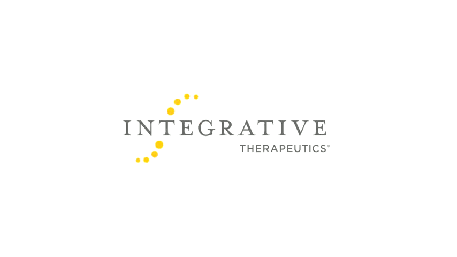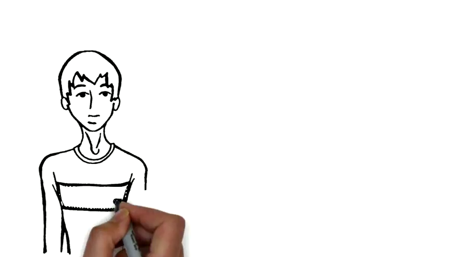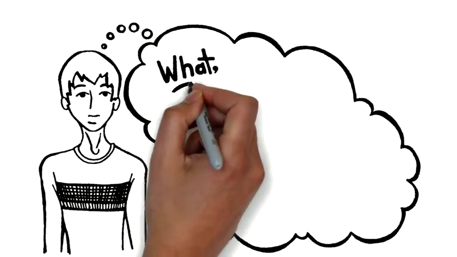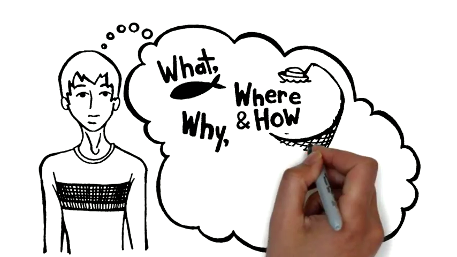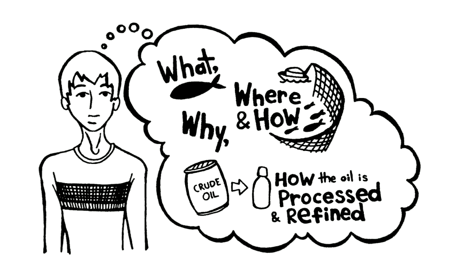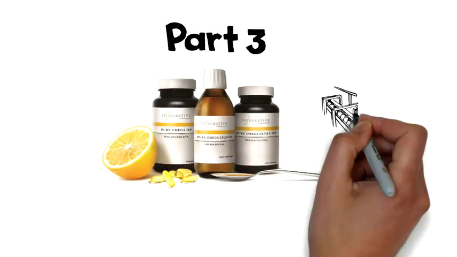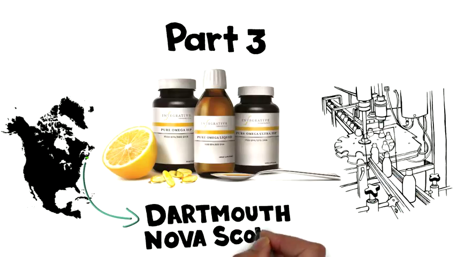Integrative Therapeutics is excited to offer our Pure Omega line of fish oils. In our Ship to Shelf video series, parts 1 and 2 cover what fish are used, why they're used, where and how they're caught, and how the oil is processed and refined. In part 3, you will learn how our products are made in our state-of-the-art production facility located in Dartmouth, Nova Scotia.